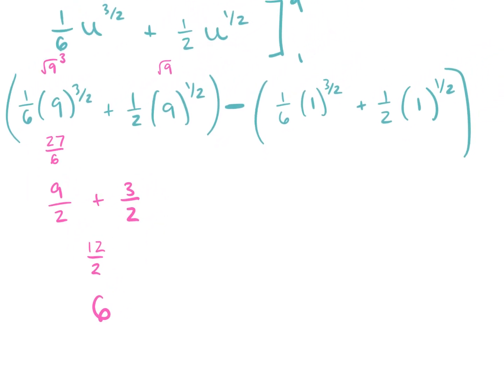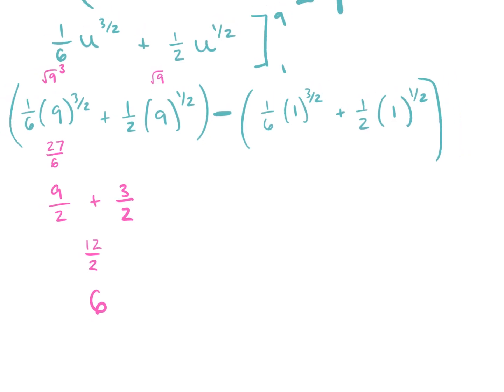Let's do the same thing with our right side when we plugged in 1. So I have that minus in the middle. 1 to the 3/2 power would just be 1 times 1/6 would be 1/6. Plus 1 to the 1/2 power is 1 times 1/2 would be 1/2, we need a common denominator here, so I can multiply the top and the bottom by 3. And then when we add, we get 4 over 6, which would simplify to 2 over 3.